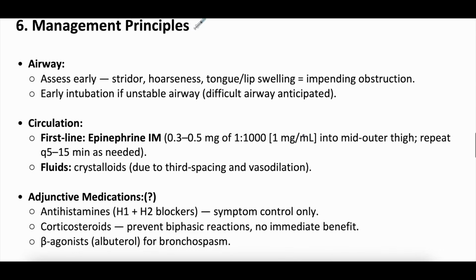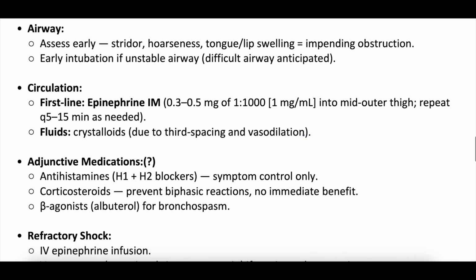Management principles for anaphylaxis is key. So assess the airway thoroughly. You have to be very cognizant of patients with angioedema or tongue and lip swelling. Do they have impending obstruction? Do you need to intubate them to protect their airway? So early intubation of an unstable airway, and anticipate it being a difficult intubation because in that supraglottic space you can have a lot of swelling. It can be very hard to pass a tube. You might have to do a nasotracheal intubation if the tongue and lips are too swollen.